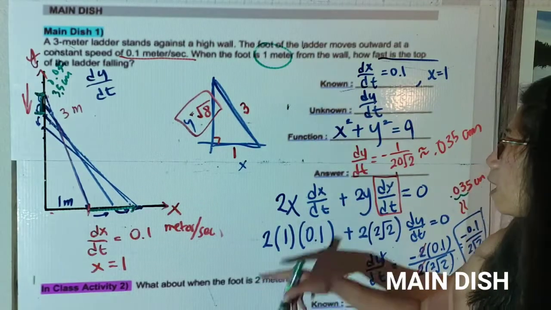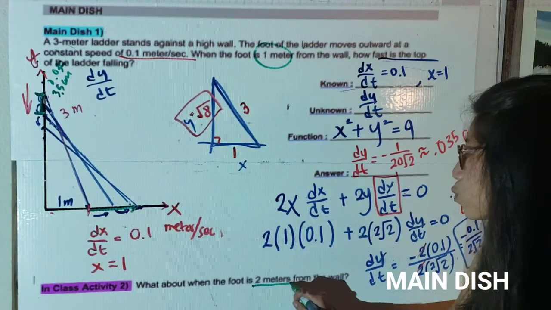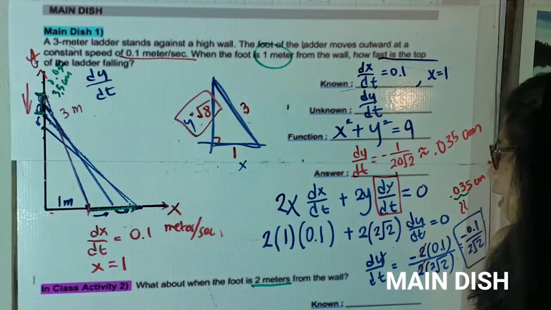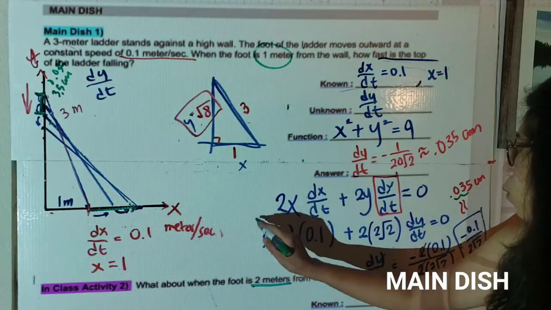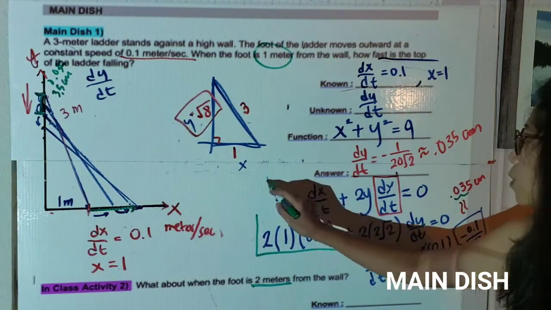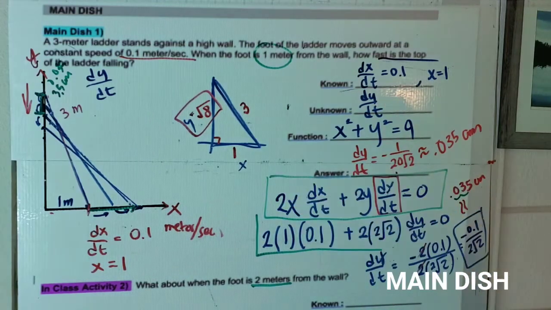Now your turn. I want you to do exactly the same thing, but when it's 2 meters, what's going to happen? I want you to do the work together. The work you are going to use is very similar to this one, but definitely your x and y will be changed. So let's compare the answer after that.